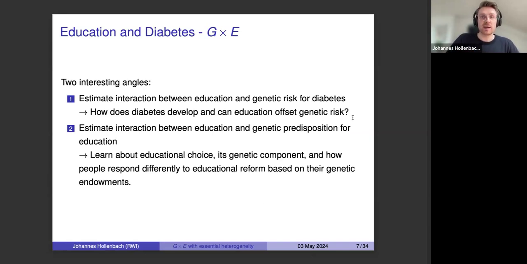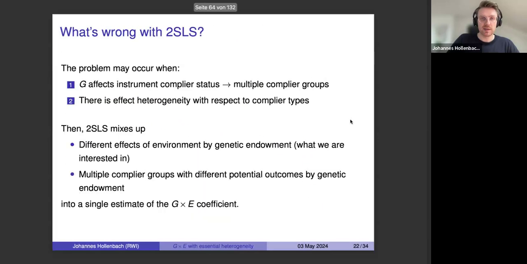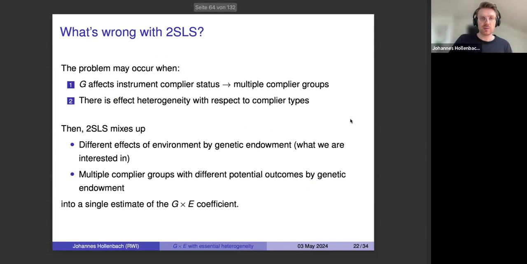But you're absolutely right. If, like I've shown, where is it? Here. If we don't have multiple complier groups, for example, and that can happen in, I'd say, many different scenarios with many different polygenic scores and many different environments and outcomes, you don't have this problem. So you will not have the problem with two-stage least squares every single time. You will only have the problem with two-stage least squares if our two prerequisites are met.